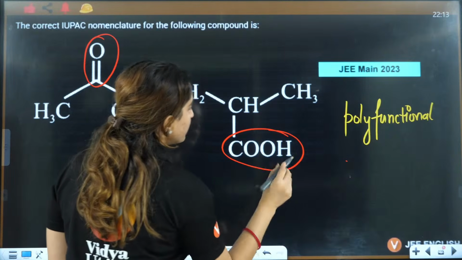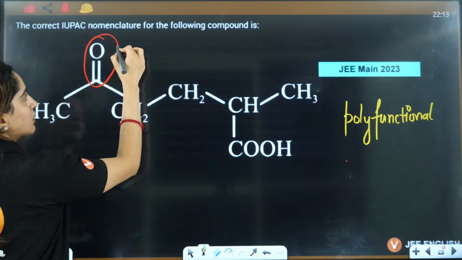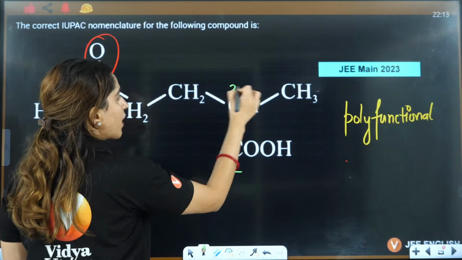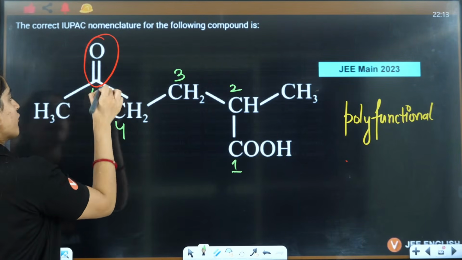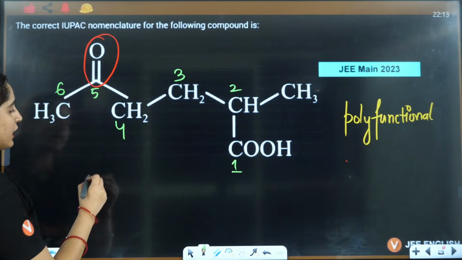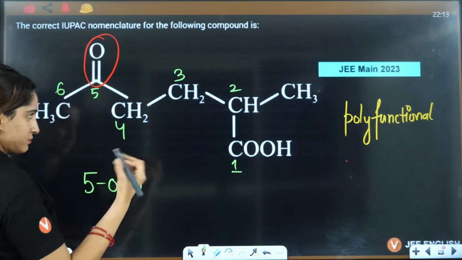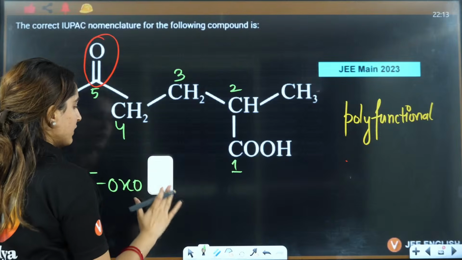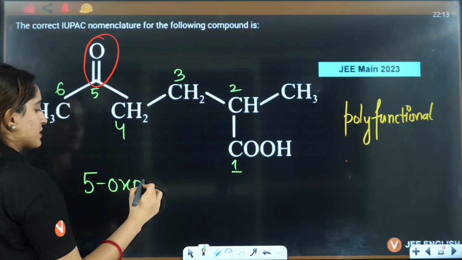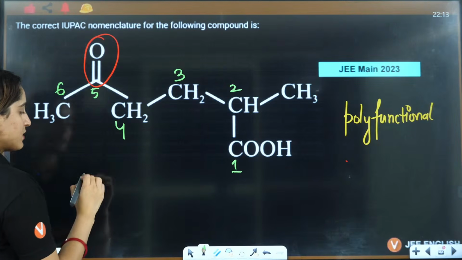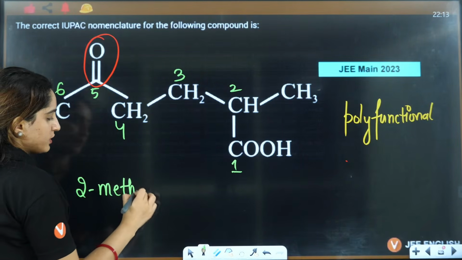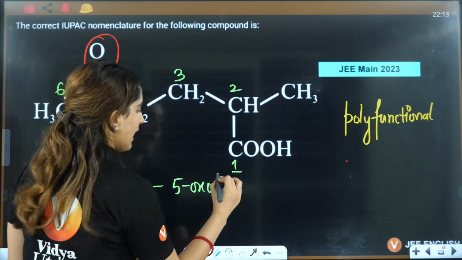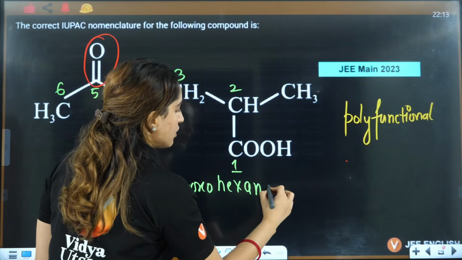So here, this is the substituent and this will act as the main group. This is 1, 2, 3, 4, 5 and 6. So here definitely you will have 5-oxo or keto according to the options. This will be hexane. In fact, on the second position you have a substituent, right? So you will have 2-methyl, 5-oxo, hexane, oic acid.